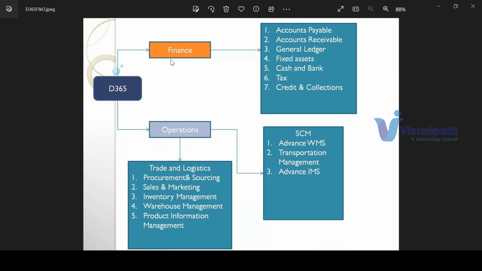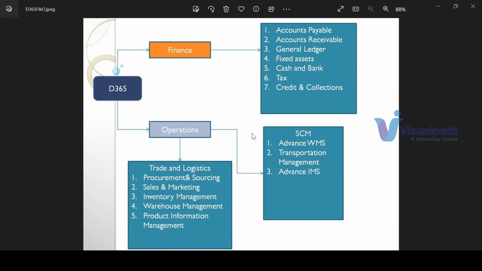accounting the credits and debits of the vendors or customers, and also managing the banks of cash and bank, and also setting up the tax, and also using the credit and collections for customer related, and the operations where we used to find the logistics of supplying from the vendors and also the customers. So what we need to perform from the logistic levels.